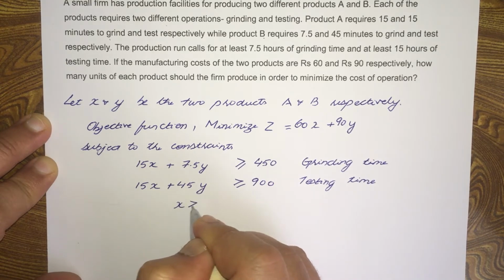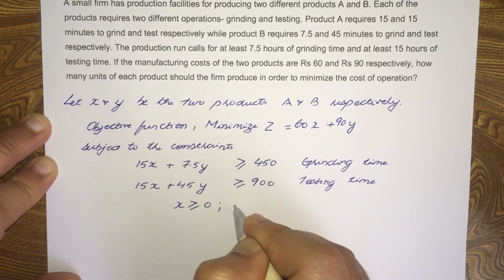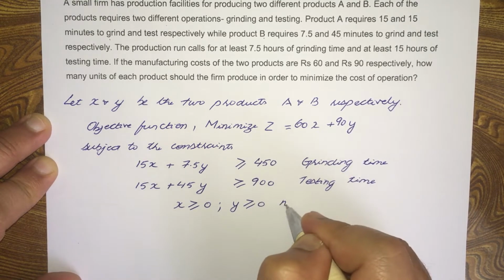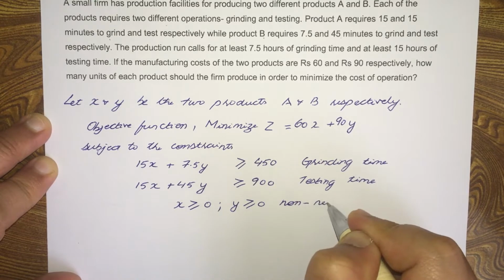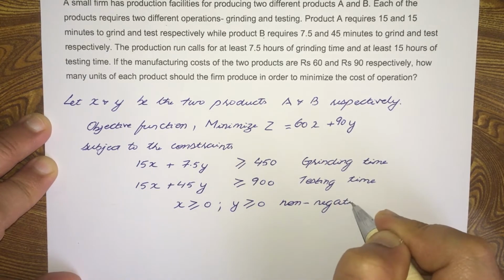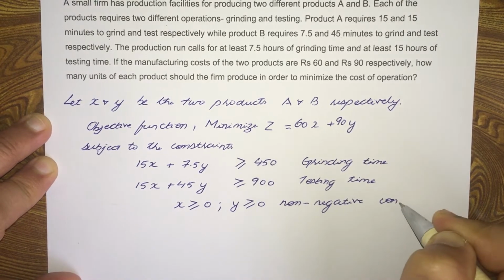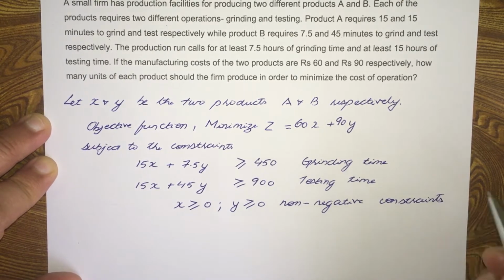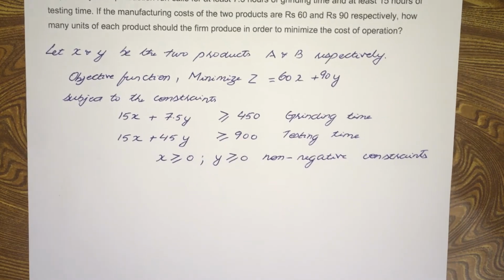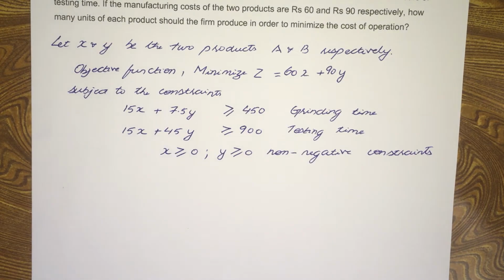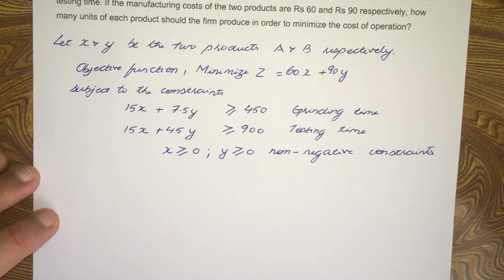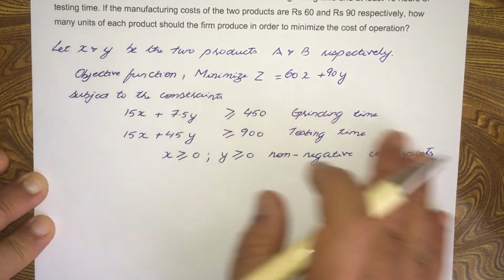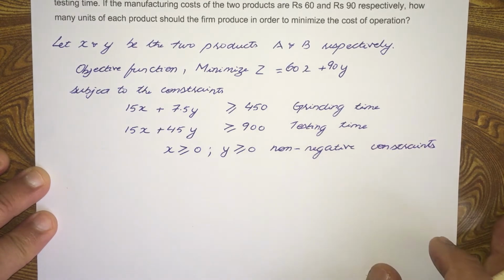X should be equal to or greater than 0, Y is also equal to or greater than 0. These are non-negative constraints. Remember that the decision variables cannot be negative. They can either be 0 or more. Alright, now let us solve. So we've already formulated the problem. Now let us solve this problem using the graphical method.